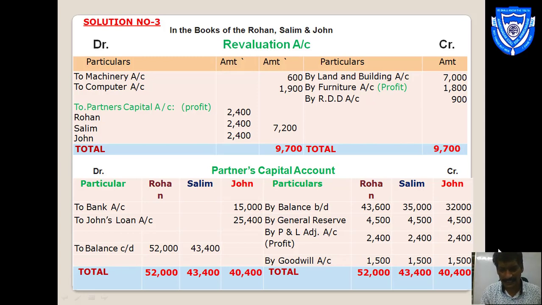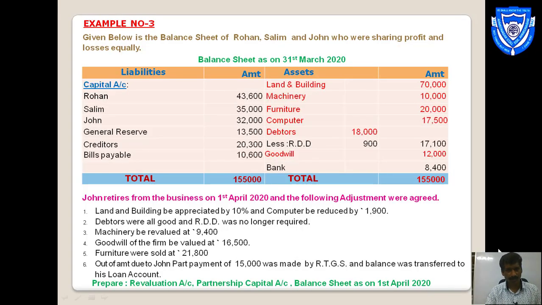That means it is a gain for us. So you can credit RDD on the credit side of the revaluation account by RDD account rupees 900. Then goodwill rupees 12,000. Again there is one adjustment for goodwill.